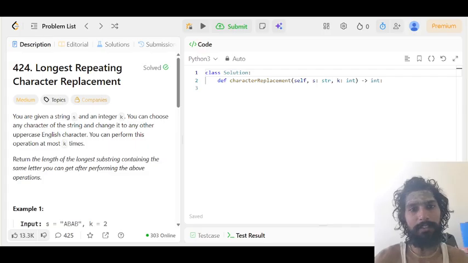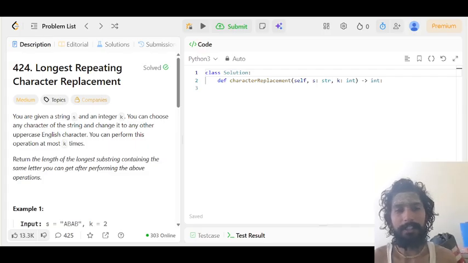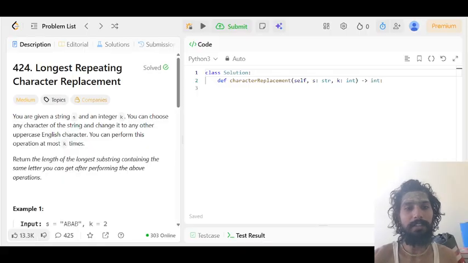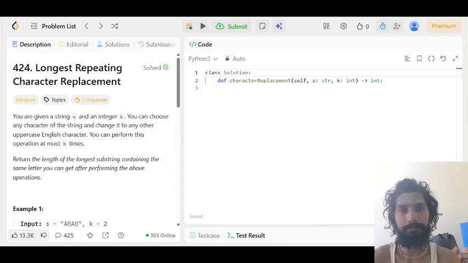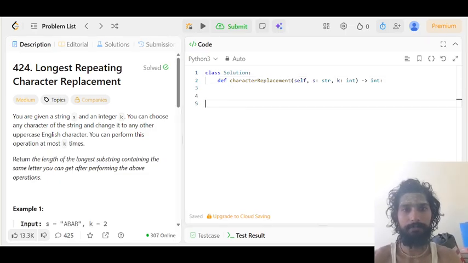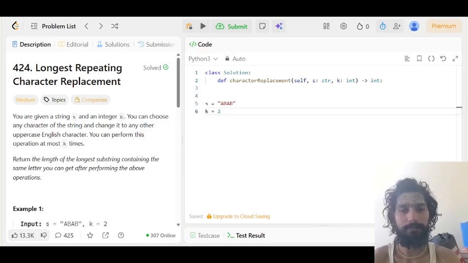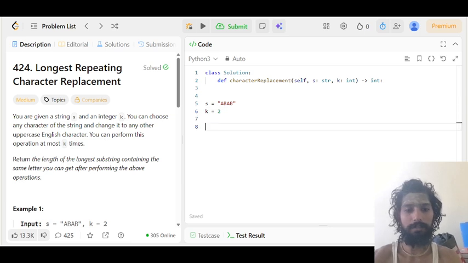We are given a string consisting of uppercase letters and an integer k. We may replace at most k characters with an uppercase letter. Our goal is to find the longest substring that can be converted into one repeating character. For example, if s equals AB and k equals 2, we can convert both A's into B and it becomes this. So the answer is 4.